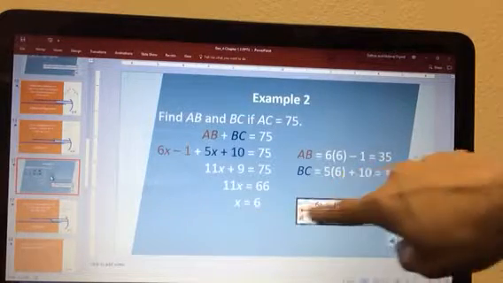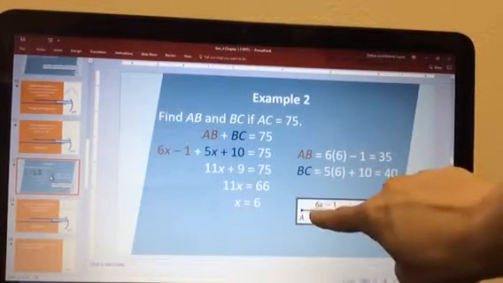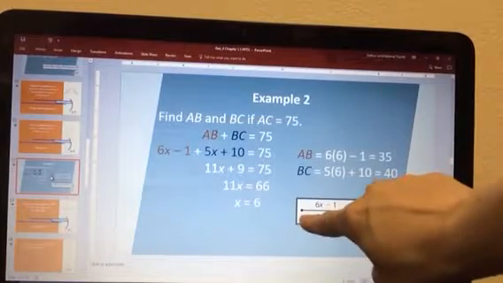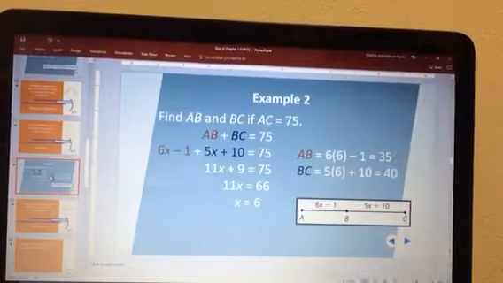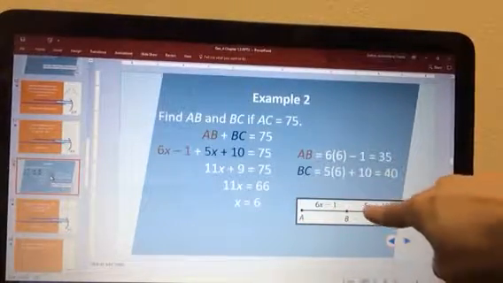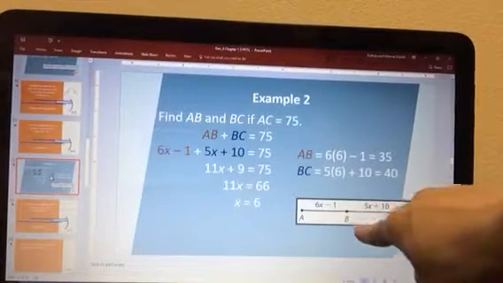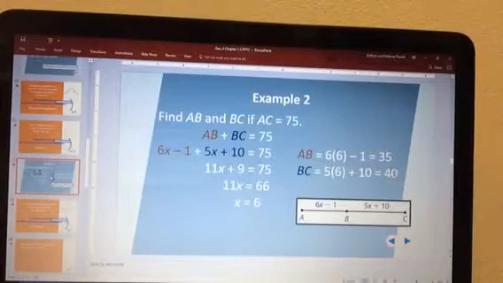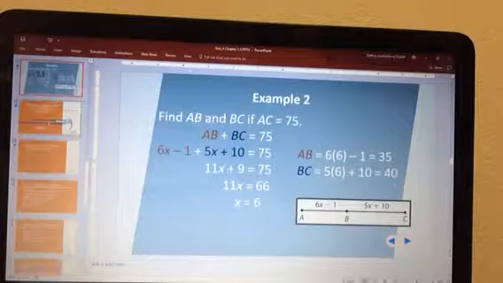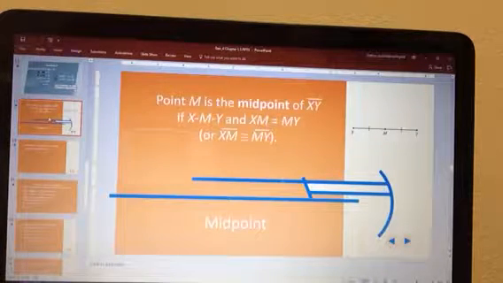I substitute 6 into x's spot and see that 36 minus 1 is the length of line segment AB. That would be 35. And 30 plus 10 is the length of line segment BC. That would be 40. Now let's talk about midpoint.